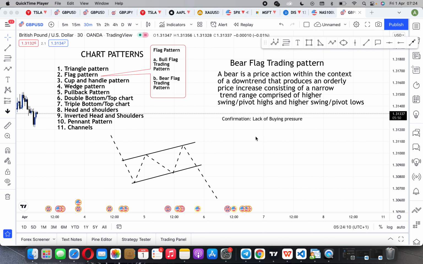Again today, as usual, we're going to continue on our chart patterns, and today we're going to be looking at the bear flag pattern trading.